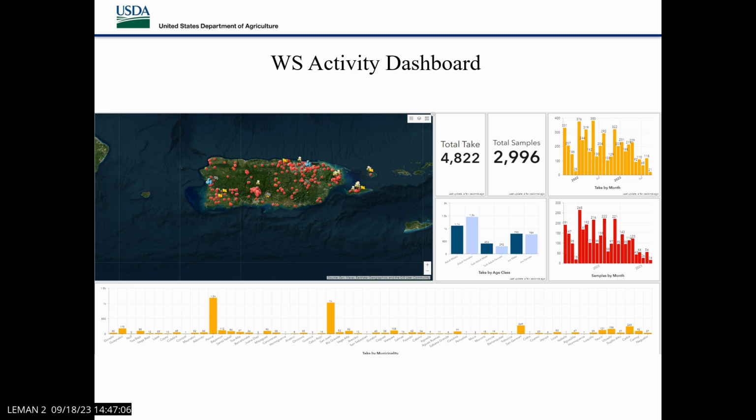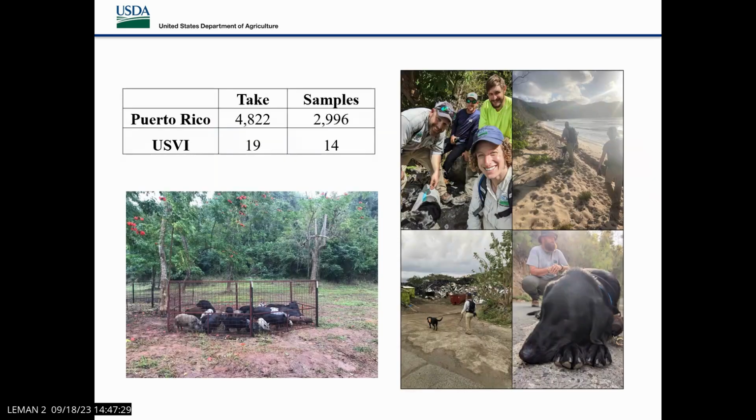So we sampled just under 3,000 of those animals. We're sampling all adult and subadult animals for both ASF and CSF, as well as doing both PCR and ELISA for both diseases. So we're really trying to get the best data to support the assertion that we are still ASF and CSF free, given that both of those viruses are now circulating in the Caribbean.